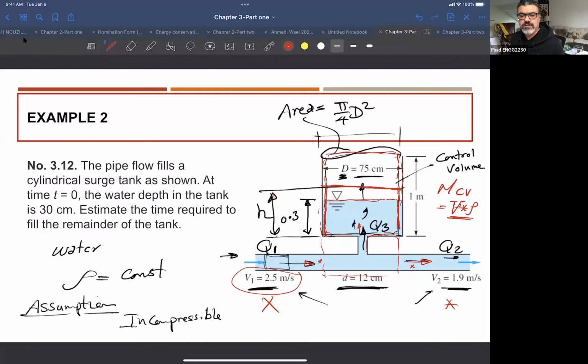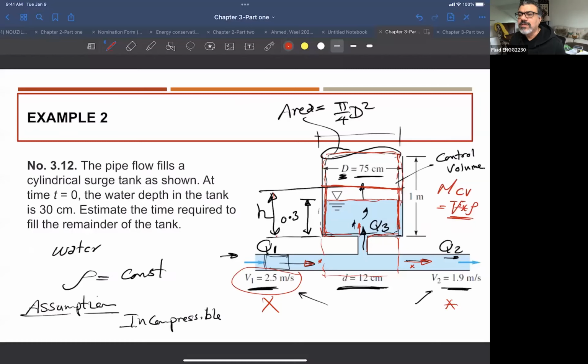Looking at the chat here, if you guys can be a little bit more interactive, so we can move faster. What will be the mass of the flow coming in? Anyone? No one wants to participate?